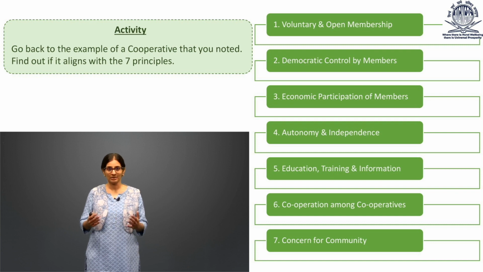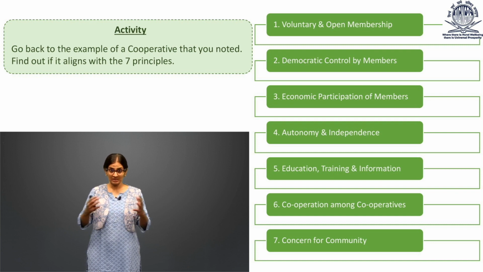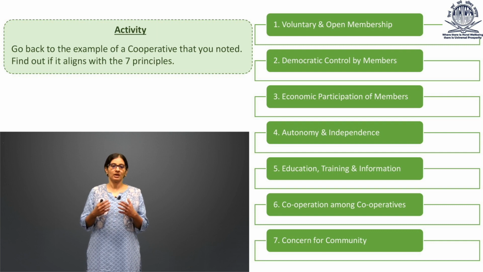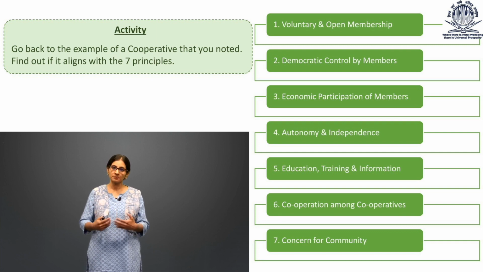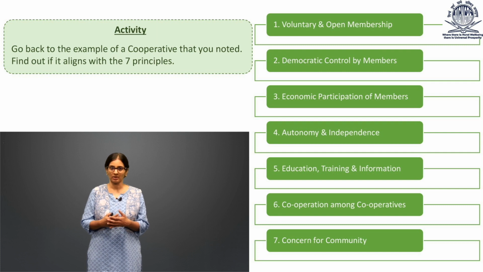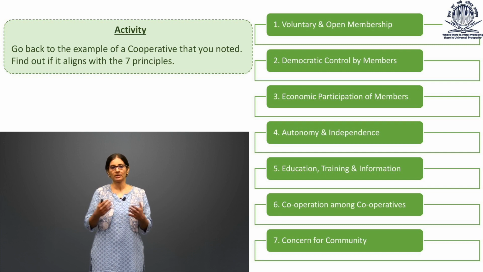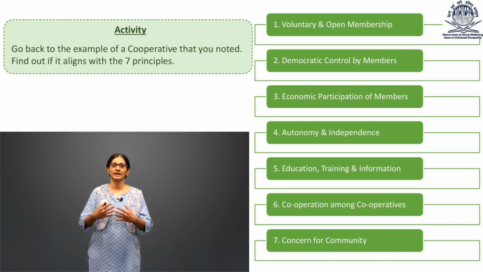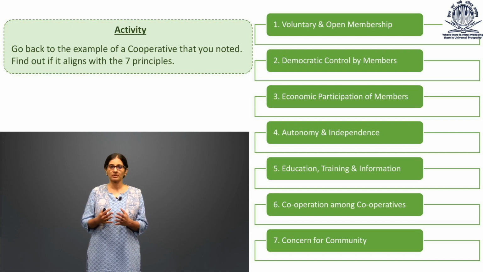Fourth, autonomy and independence, which means that it is an independent entity, which is registered and recognized as autonomous and can make its own decisions. Fifth, education, training and information. The experience of being a part of a cooperative actually makes the members learn different values and principles which the cooperative brings in, and also informs the general public about these.